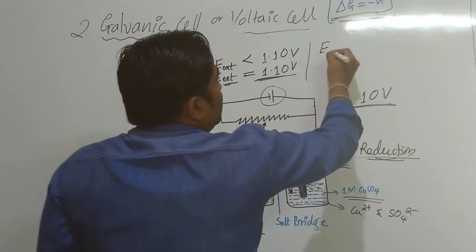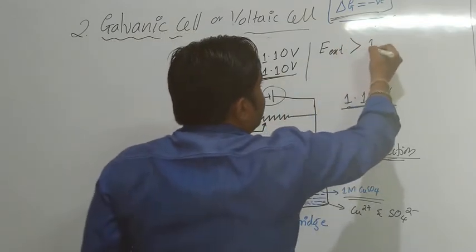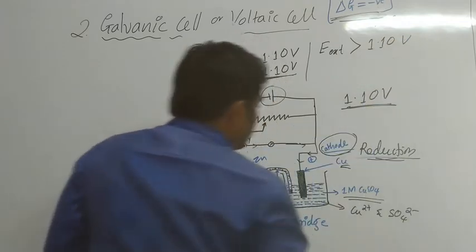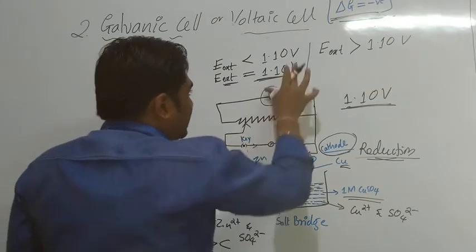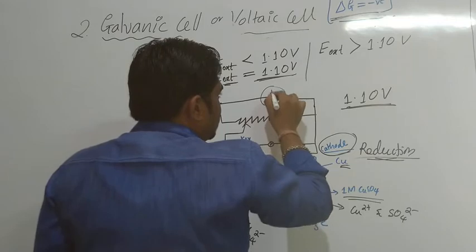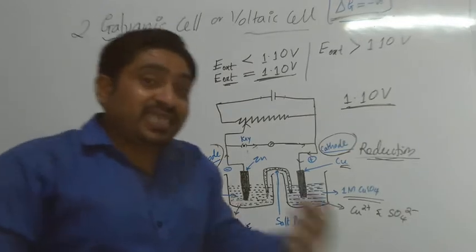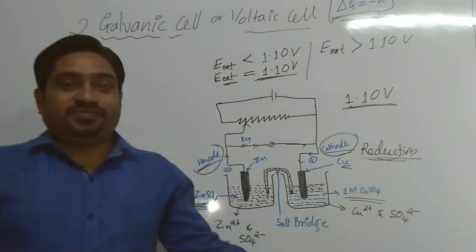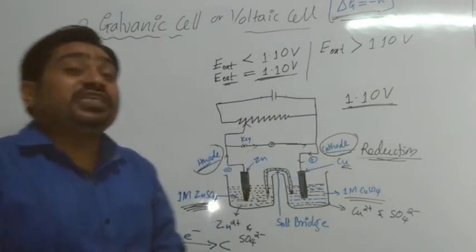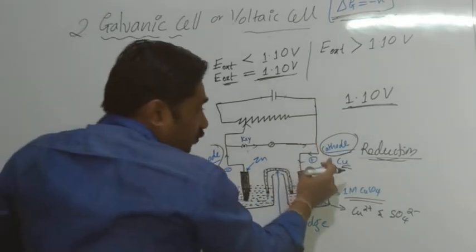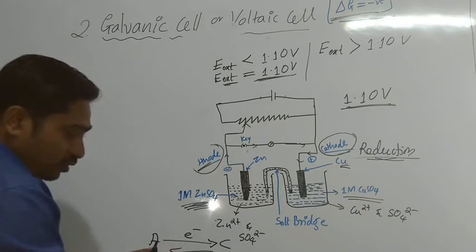Now if the added external potential becomes greater than 1.10 volt, if the added potential is increased, what happens? The chemical reaction starts again, but in the opposite direction. Opposite direction means the electron flow is from cathode to anode. Initially the electrons flow from anode to cathode.